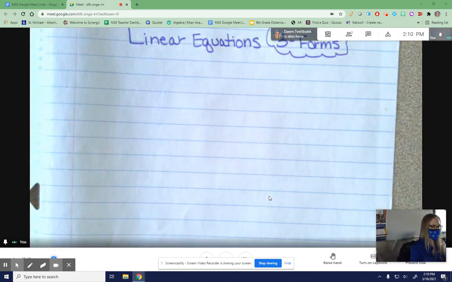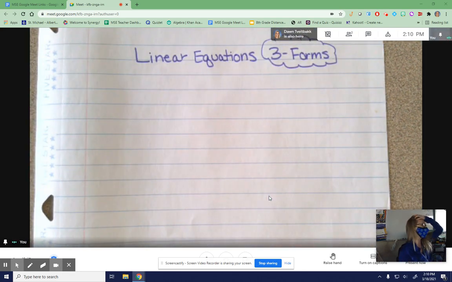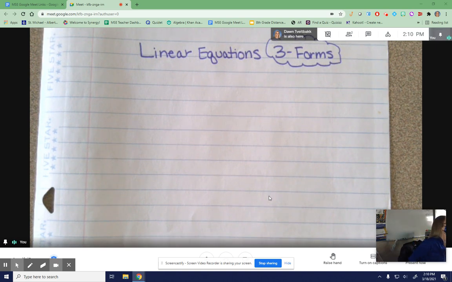All right, so call this linear equations, three forms. We just don't feel like the textbook does a great job of filling all of this in, and we think that if you understand this topic really well, you will be able to really do well on the MCAs.